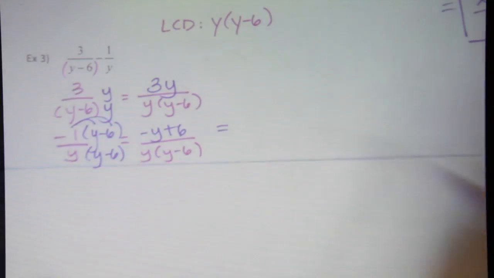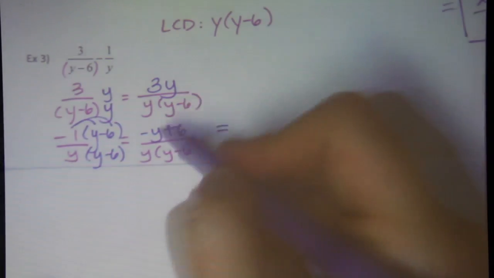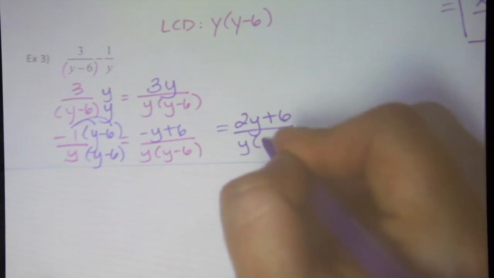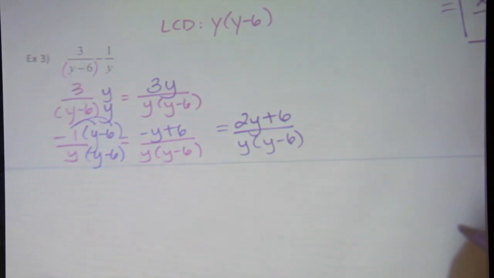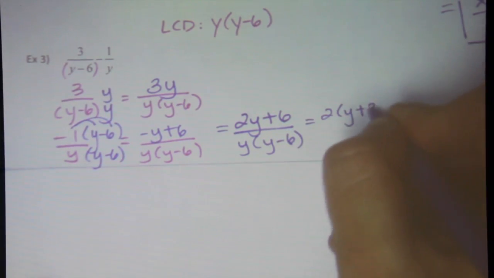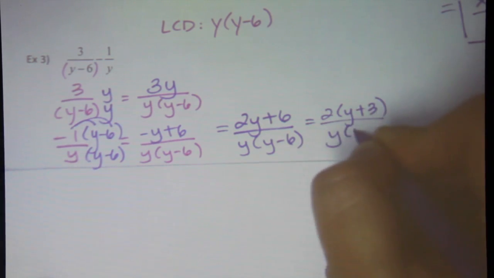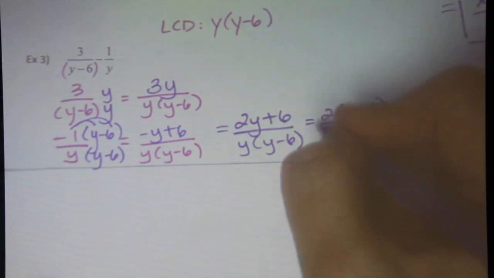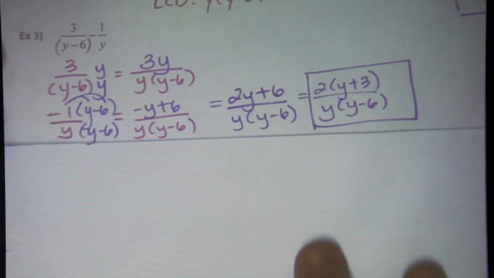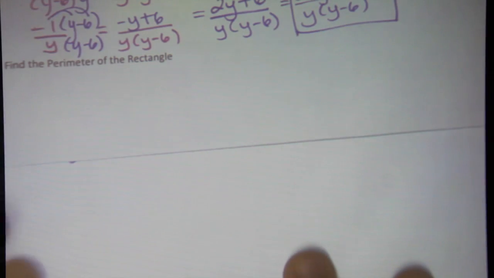And now all I have to do is combine my tops. So 3y minus y is 2y plus 6 over y times y minus 6. I recognize that I can factor a 2 out. And I can't cross anything out, but this is our answer. Okay. So then we can actually take this and apply it to a word problem.